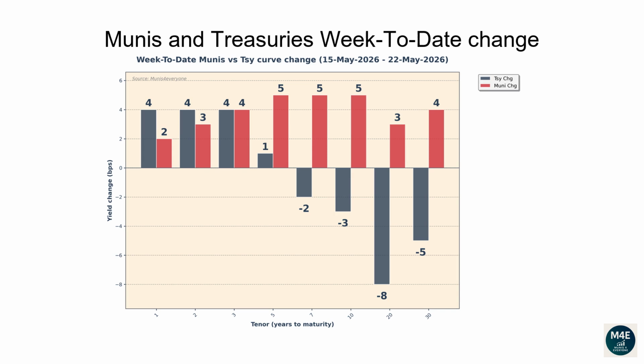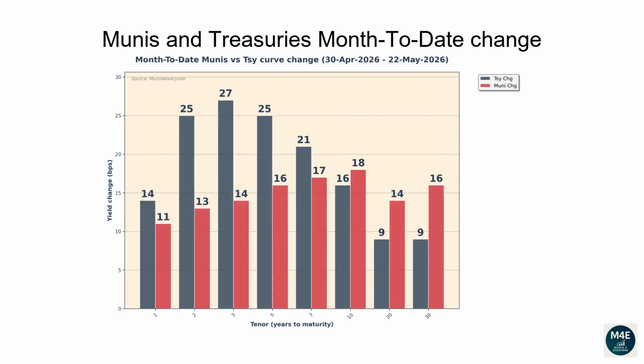This graph is similar to the previous one, but instead of showing how interest rates have moved versus the prior day, they show how much they have changed since the end of the previous week. The current bar plot shows how Munis and Treasuries have changed since last Friday. This graph shows how much interest rates have changed since the end of the previous month. The current bar plot shows how Munis and Treasuries have changed since the end of April.